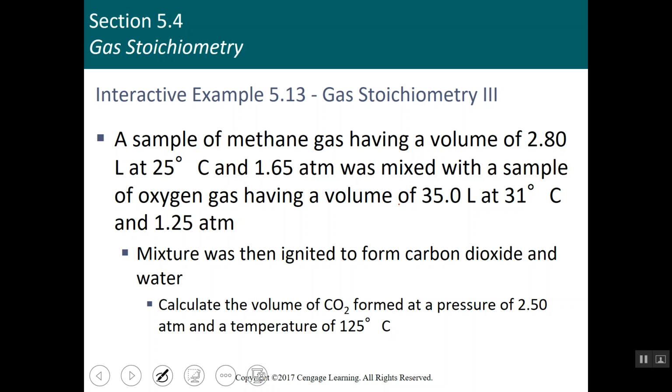This problem is a limiting reactant problem. A sample of methane gas having a volume of 2.8 liters at 25 degrees Celsius and 1.65 atmospheres was mixed with a sample of oxygen gas having a volume of 35 liters at 31 degrees Celsius and 1.25 atmospheres. The mixture was then ignited to form carbon dioxide and water. Calculate the volume of carbon dioxide formed at a pressure of 2.5 atmospheres and a temperature of 125 degrees Celsius. In this case, note that there are no values that are at STP.